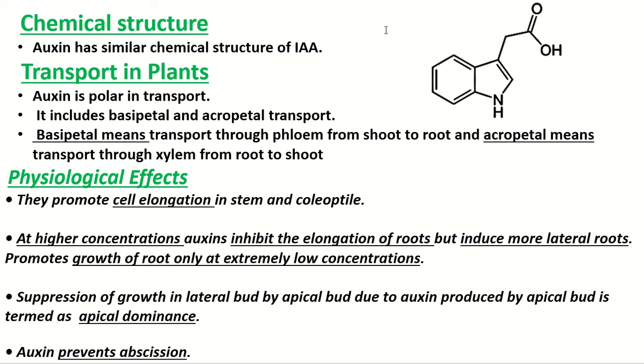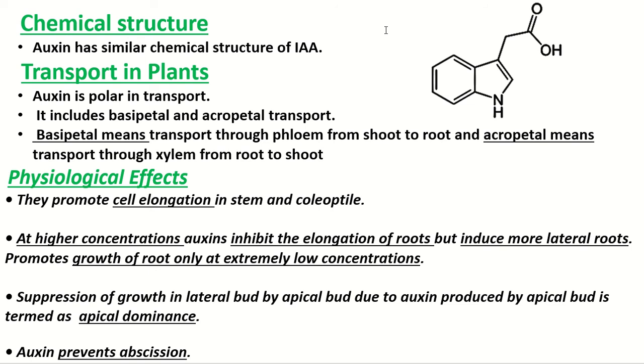Node is the point where the branching or leaf is produced. So a portion in between two nodes is said to be the internode. Cell elongation is involved in the internodal region. At higher concentration of auxin, auxin inhibits the elongation of root. Instead, it induces the production of more lateral roots, which are endogenous in origin and are produced from the pericycle.